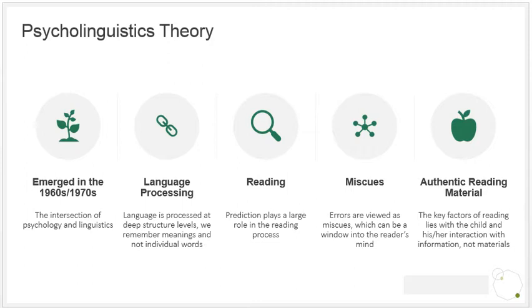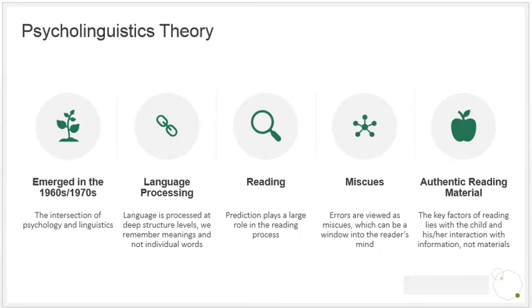So, this emerged in the 1960s and early 70s, and it was the intersection of psychology and linguistics. And one of the big things in this theory is how language is processed. This theory states that language is processed at deep structure levels, which means essentially that we remember meanings of words and meanings of phrases and not individual words. So it definitely is not a behaviorist approach to language learning.